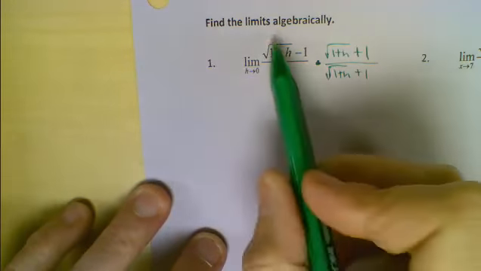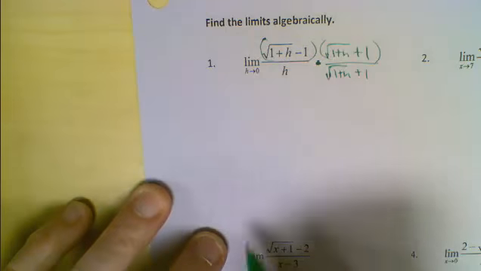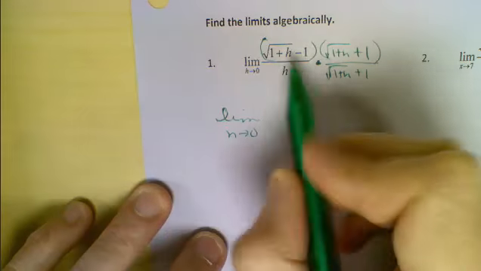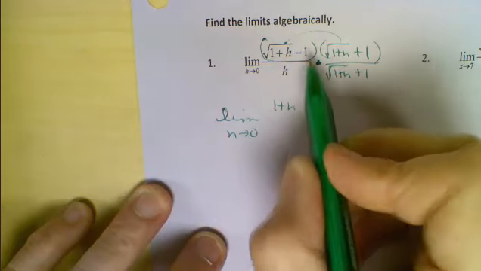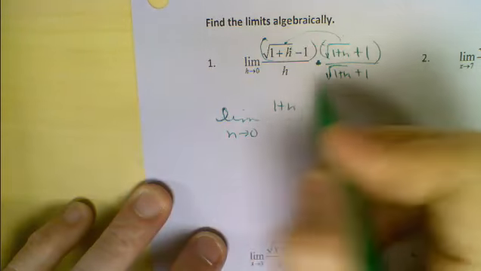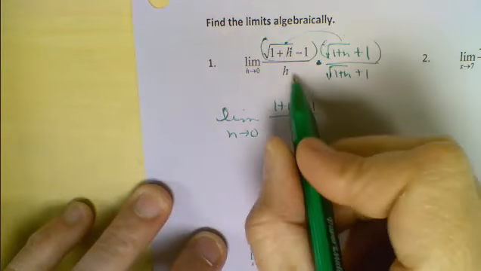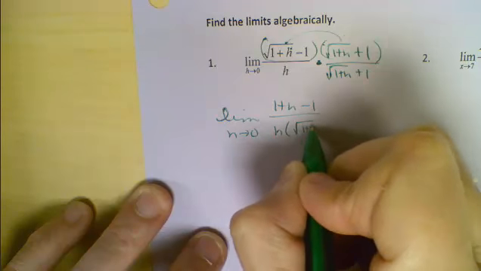In the numerator, you're going to kind of FOIL those two things out because they're conjugates of each other. And so I'm going to get the limit as h approaches 0 of, when I multiply the first terms together, I get 1 plus h. The inner and outer product will go away, and I get minus 1. Now in the denominator, I wouldn't distribute that h. I would leave it as h times square root of 1 plus h plus 1.